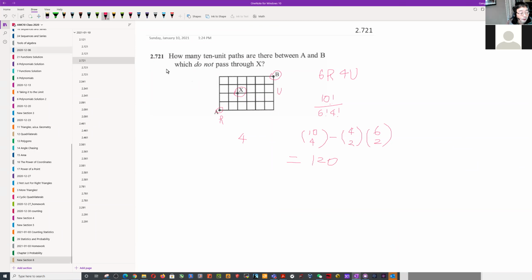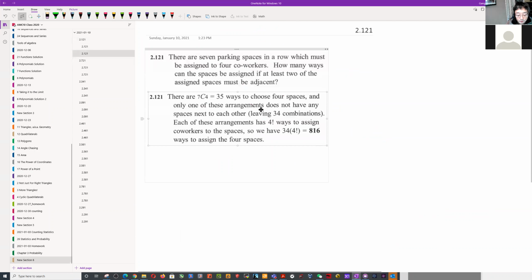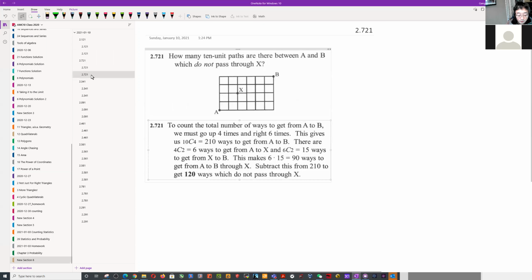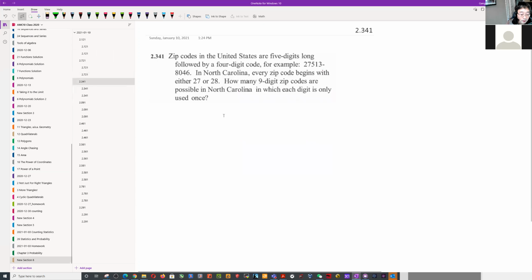Okay, let's also check the answer, because I didn't really do it, I copied down the answer. Yeah, so it's 816. So this is right. And 120 ways. So this is right. So basically this is just the way that you have to do it. And so let's try to do this one.